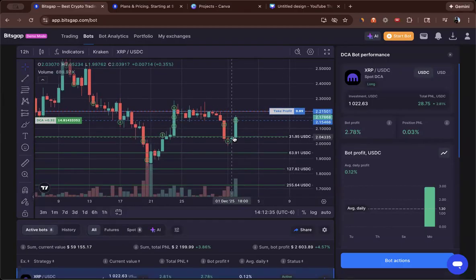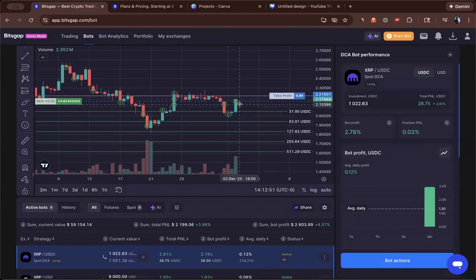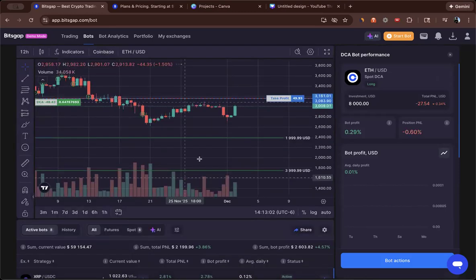Well, we saw that nice little bounce. Today is December 2nd, 2025. Saw this nice little pump in XRP, which executed the sell order on this bot. So now that it's sold, it had bought some and created the lines underneath. So now we need ETH to do a little pop so that I can get some profit from that one.